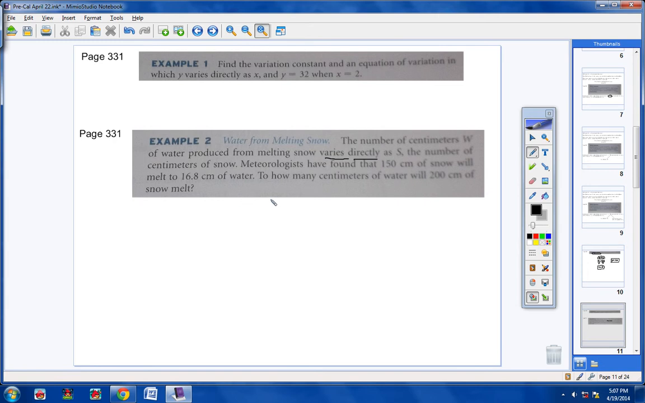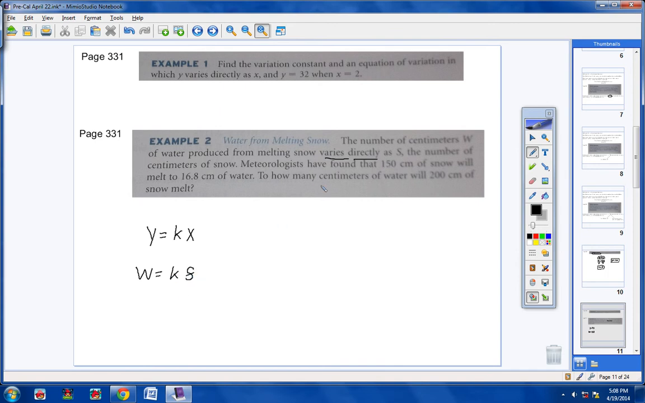Now, let's think this through. First of all, we see right away we have direct variation. Do you see that okay, students? Direct variation. So I know my model is going to be this: y equals kx. Now, since this is a word problem, I'm not going to use k and x. I'm going to use the variables they give me. The number of centimeters W of water varies directly as S. So I'm going to put a W here. W varies directly with S.